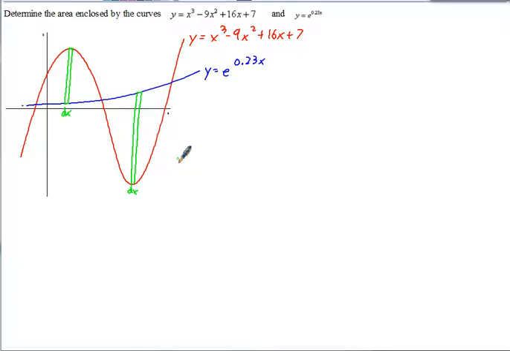So what we need to find here are the x-coordinates of our points of intersection. I'll call those A, B, and C. So let's go ahead and do that using our calculator.